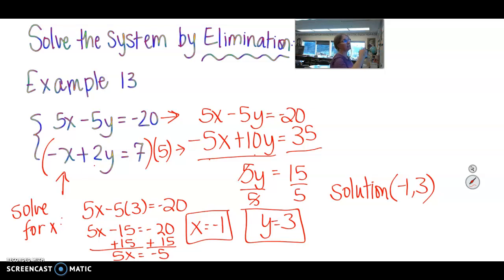Add down, the x's drop out, which is why it's called the elimination method. We eliminated x. Negative 5y plus 10y is 5y, and on this side, the constants, negative 20 plus 35 is positive 15. Divide both sides by 5, and you get y is 3. And then I put 3 back into equation 1. You can use either one. And I solved for x, and I got x is negative 1.